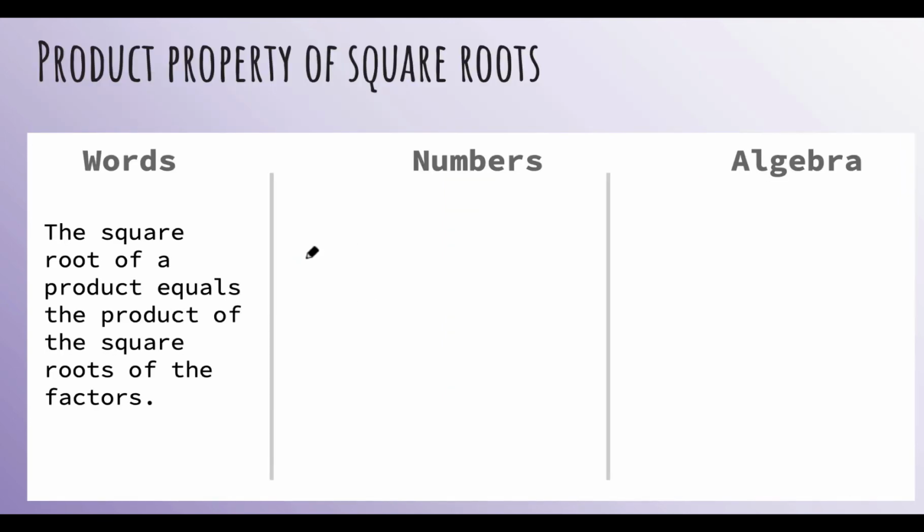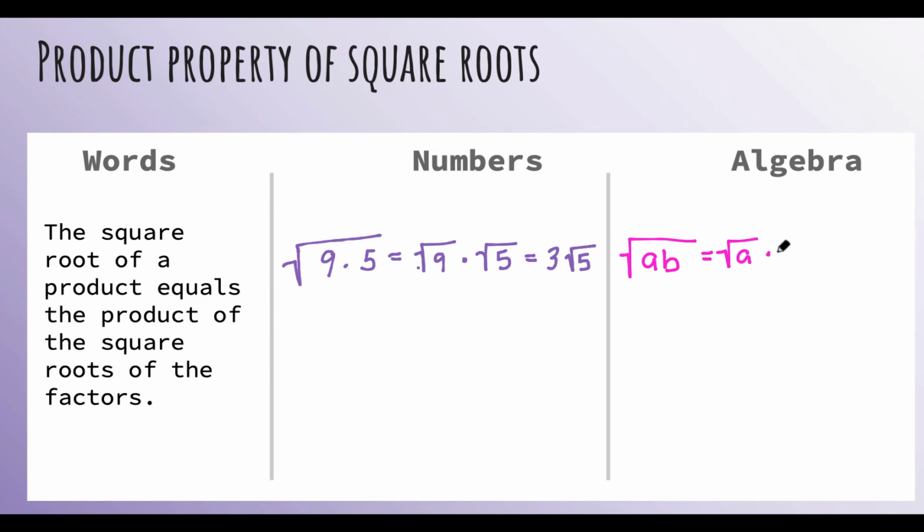Let's look at the product property of square roots, which says that the square root of a product is equal to the product of the square roots of the factors. So if we have the square root of 9 times 5, this is equivalent to the square root of 9 times the square root of 5. Breaking it up into two pieces, 9 is a perfect square, so this simplifies to 3 times the square root of 5. Algebraically, the square root of a times b is equivalent to the square root of a times the square root of b.